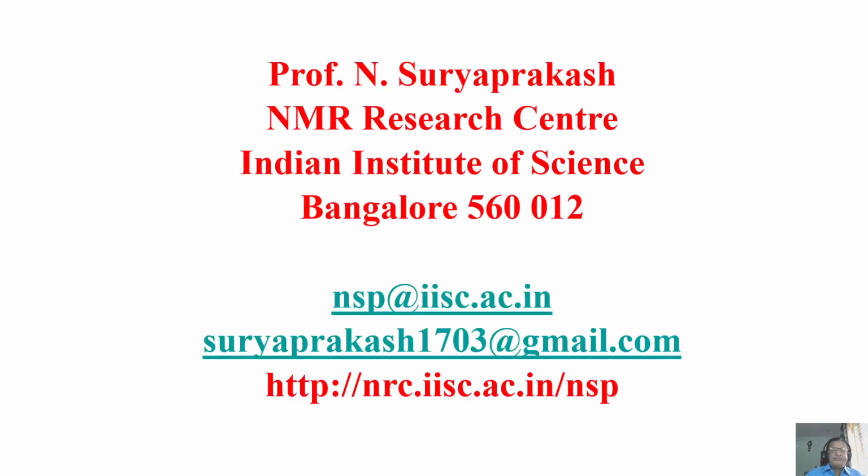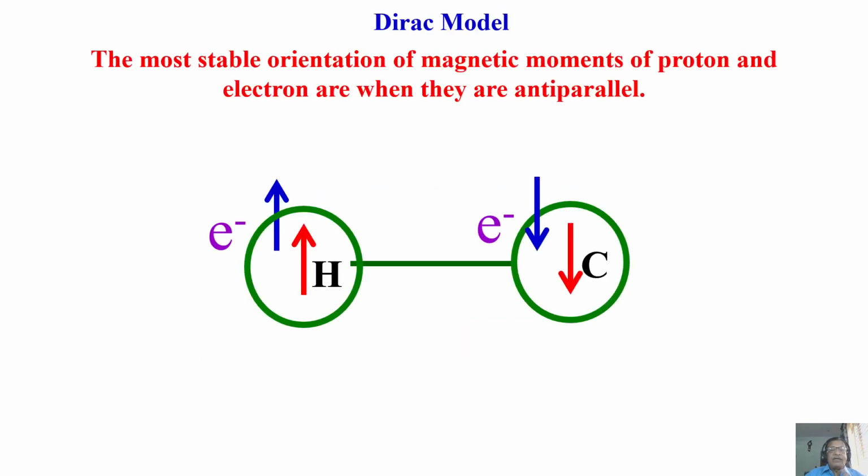In the last class, we discussed various things about scalar couplings and we started discussing the signs of the couplings. Remember, I mentioned the sign of the coupling, especially how to arrive at the sign. We started looking at the first important thing with the Dirac model. What is the sign of a one-bond CH coupling?